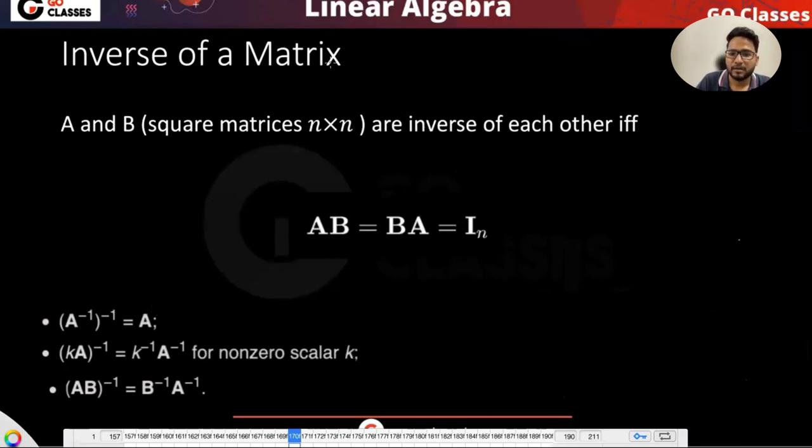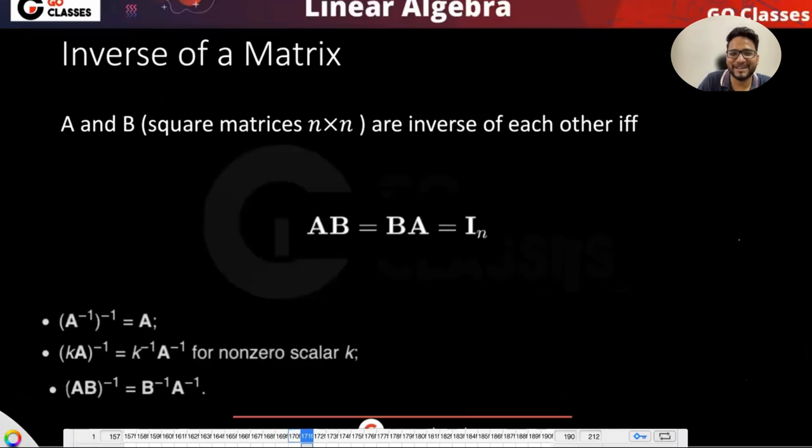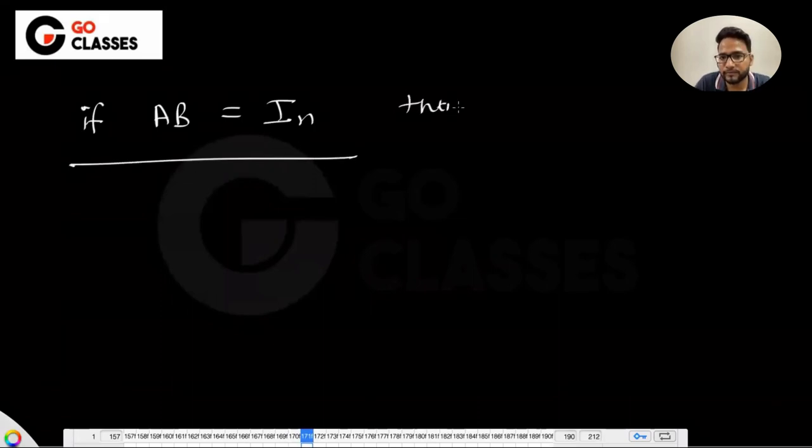Now, you can try proving it. It is not very hard, but if you want, you can try it. Okay, maybe let me do it. I'm not sure if I will be able to do it. Pardon me if I'm not able to do it. I do not recall it right away. But if AB equals I_n, then I want to prove BA is equal to I. Okay, maybe I think we start with B.